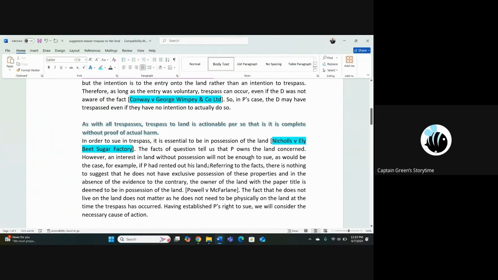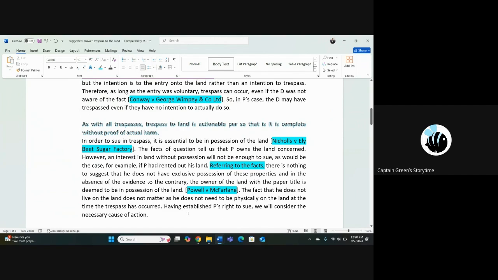Referring to the facts, I studied in the law that without possession there will not be enough to sue someone. Now, applying the facts, there is nothing to suggest that he does not have exclusive possession of those properties, and in the absence of evidence to the contrary, the owner of the land with the paper title is taken to be in possession of the land. The fact that he does not live on the land does not matter, as he does not need to be physically on the land at the time the trespass has occurred.